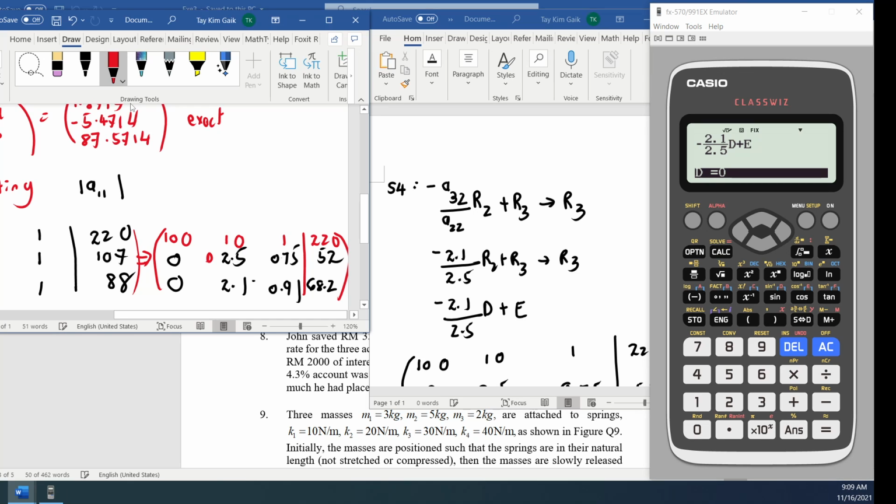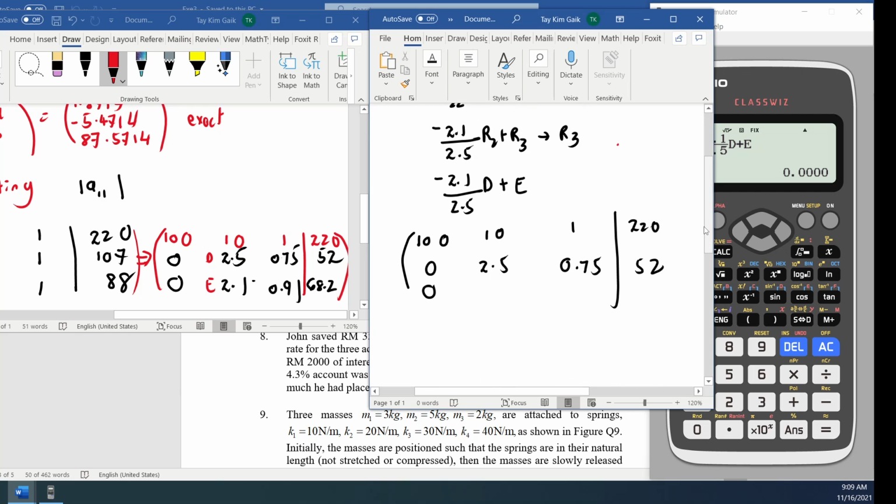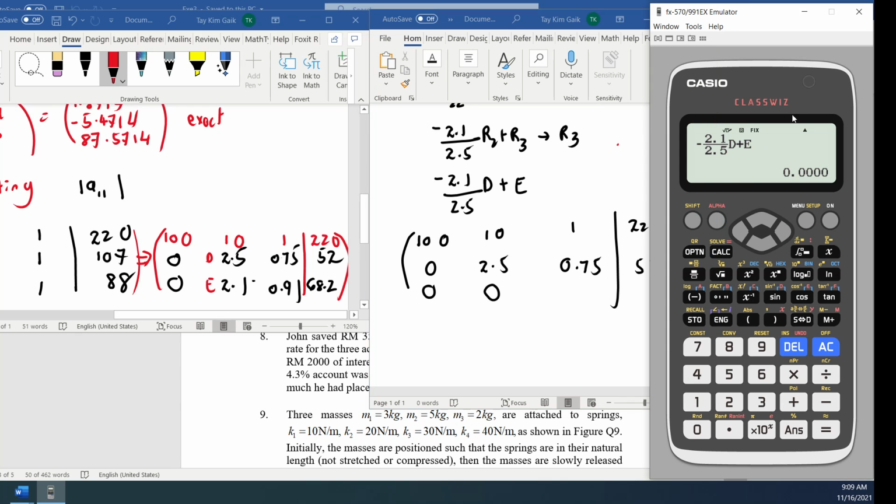Okay, D, E. D is row 2, E is row 3 in the latest system. So column 2, D is 2.5, E is 2.1. You have 0. So this one you obtain 0. Okay, and now move to column 3.